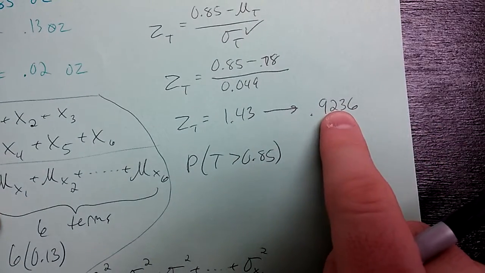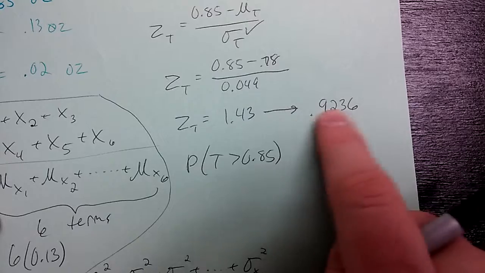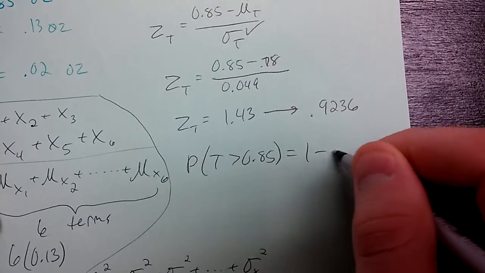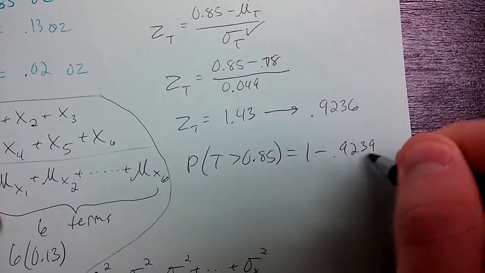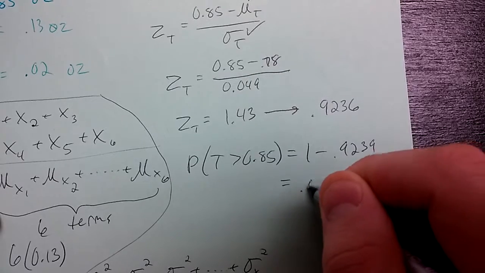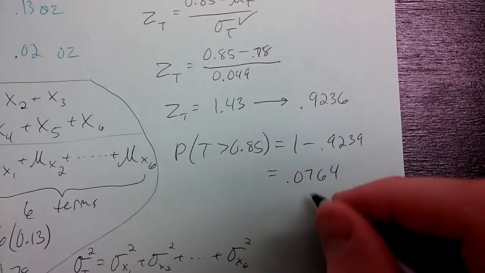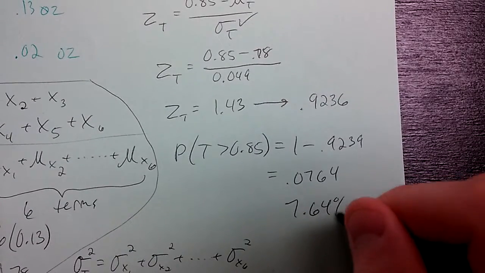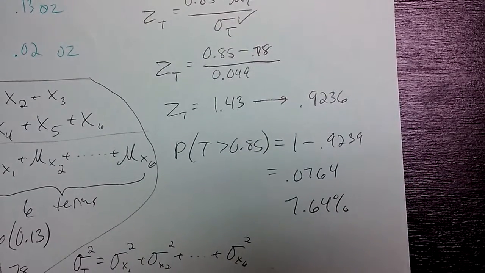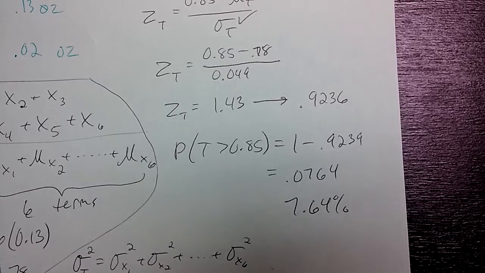The probability of T greater than 0.85 is the complement, because table A always gives less than. So it's 1 minus 0.9236, and what you get is 0.0764. Or you can write it as a percentage: there's a 7.64% chance that Ken uses all the toothpaste in his tube.